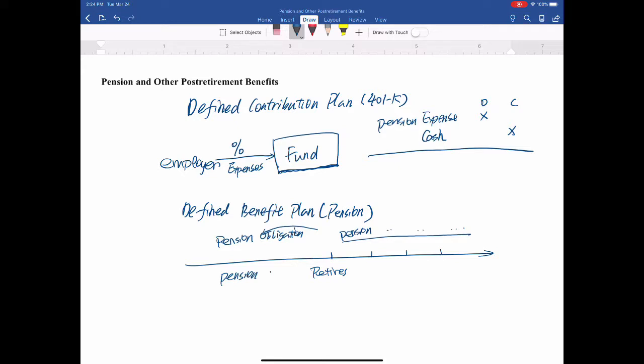pension assets. So for the accounting of the defined benefit plan, the firm or employer should recognize liability and assets. At the same time, the firm will also recognize pension expense annually. In the next part, I'm going to talk about more details about the defined benefit plan.